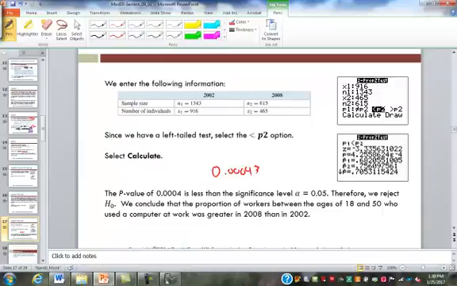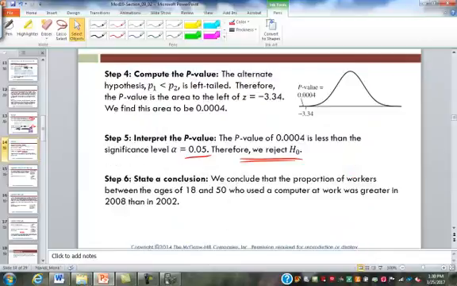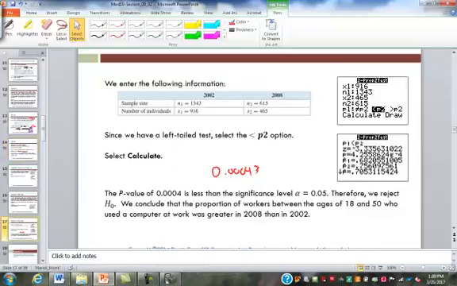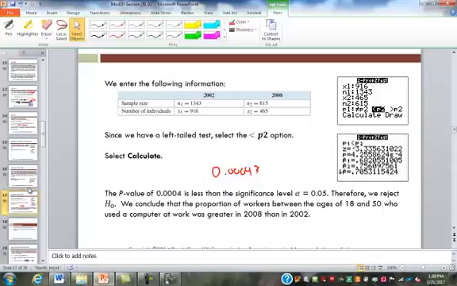Notice before we had 0.00042, which is really close. Just round-off errors is all that is. Remember, our test statistic is rounded to 2 decimal places, so that causes those round-off errors. So that's how you would enter it in the calculator. We had the same conclusion then: because the p-value of 0.0004 is less than the significance level of alpha equals 0.05, we will reject the null hypothesis and conclude that the proportion of workers between the ages of 18 and 50 who use a computer was greater in 2008 than it was in 2002.